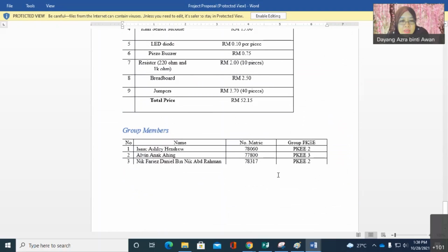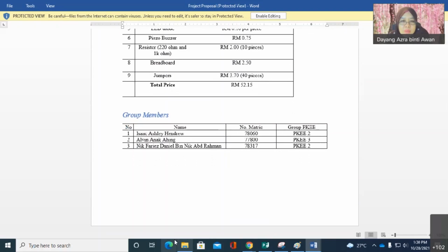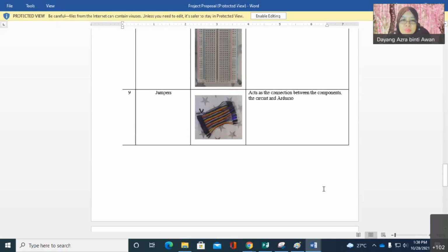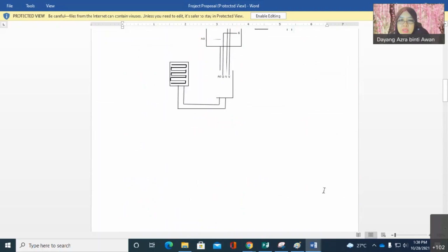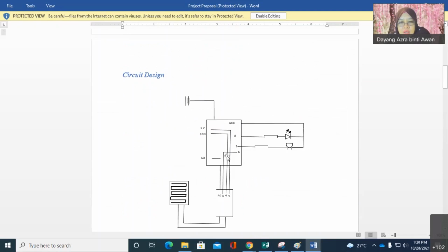Okay, group the Isaac, Alvin and Nick Faris, should be no problem. Okay. Just improve the drawing again, and then add the value of the resistor itself.